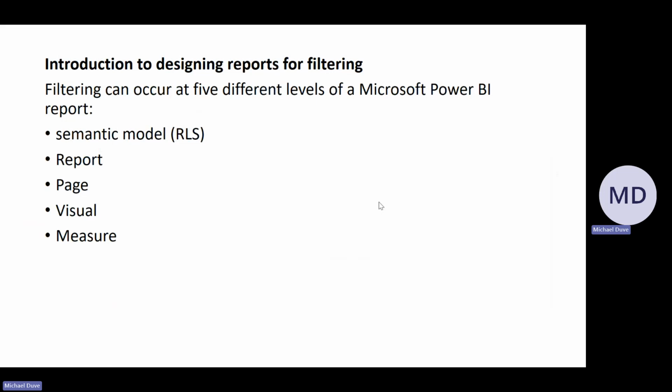Then you've got measure level filters. That is, measure level filters applied to calculated measures in a Power BI dataset. So these filters can be applied using DAX, data analysis expressions, to restrict the data included in a measure's calculation. Measure level filters are useful for creating dynamic measures that respond to user selections or filter conditions. So by understanding these 5 levels of filtering in Power BI, you can design reports that provide users with the flexibility to explore data in meaningful ways, ensuring that data security and access controls are maintained, right?